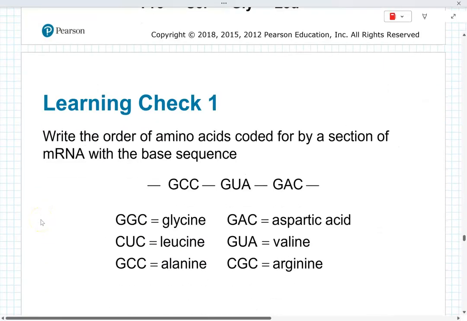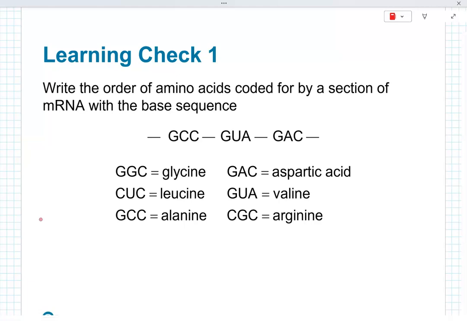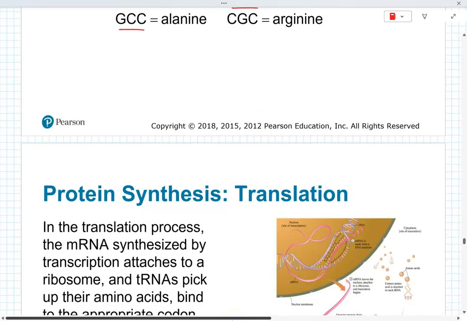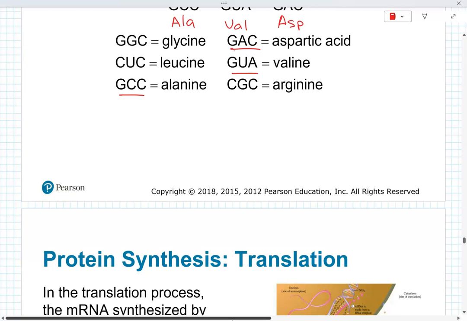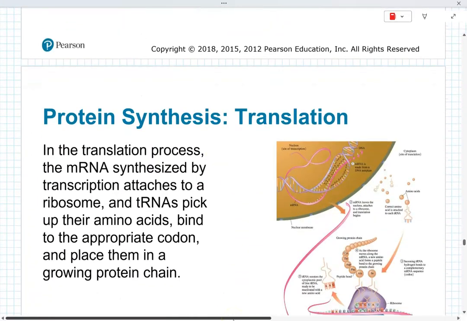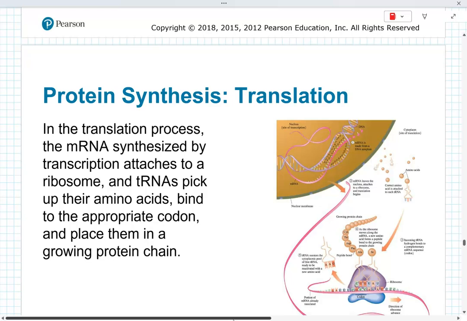So, what is the sequence here? What's the first codon? What does the first codon encode? GCC, GUA, and GAC, aspartic acid. That's it. Okay? Does that make sense? Now, we kind of did not talk, and I want to briefly mention how this whole thing works, we'll have a chance when we talk about translation. So we need to figure out how in translation you can insert the proper amino acid next to the proper codon. Okay? Good?